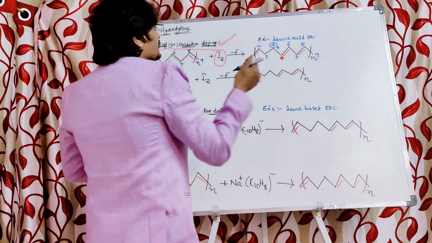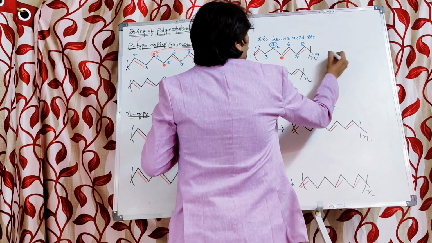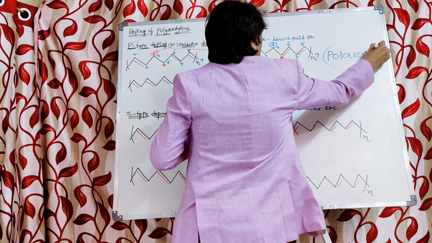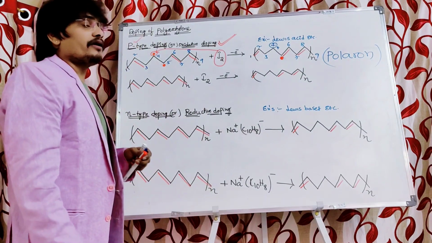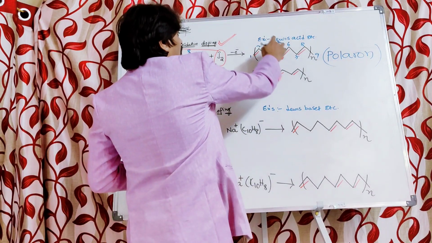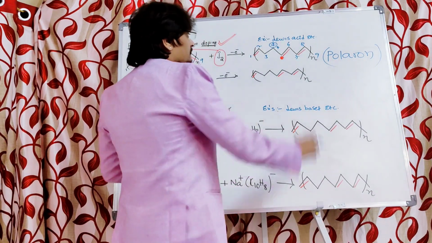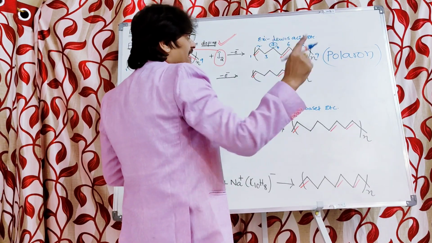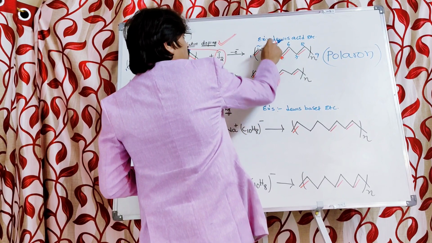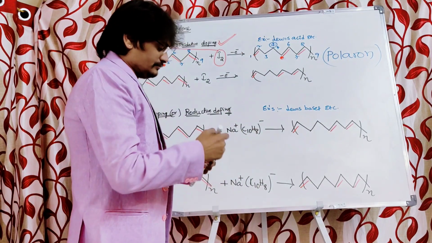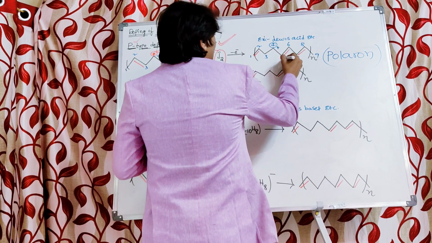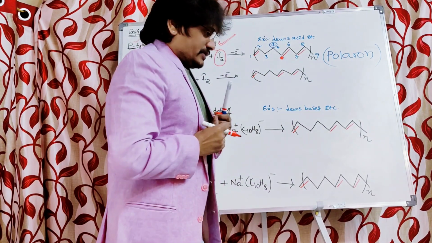This structure is called a polaron, students. Polaron or radical cation, because a single electron is nothing but a radical. So this is the radical and this is the cation. Now, the radical cation has been formed, students.